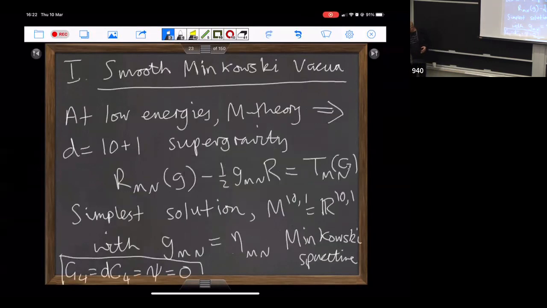All right, so we have Einstein's equations. In the same way, if we think about general relativity in 4 dimensions, the simplest solution, the pure vacuum with 0 cosmological constant, is described by just flat Minkowski space. So the same thing is true in 11 dimensions. You can just consider 11-dimensional Minkowski space, just a flat spacetime, as being the simplest solution.